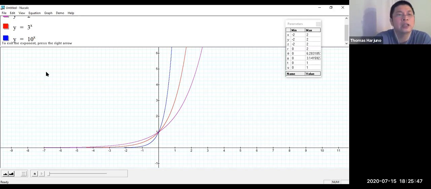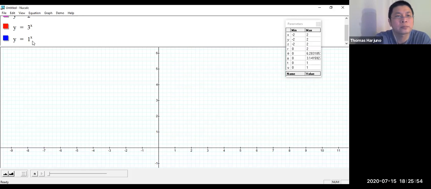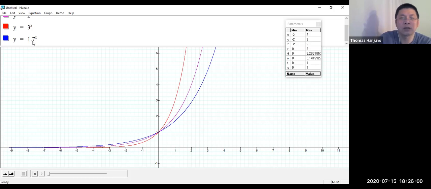Now the thing is, even if I make it instead 1.7, it's greater than 1, so it will still be increasing. You see the blue one right now? It's still increasing, but it increases slower. And at the same time, it decreases slower. Let me picture this.